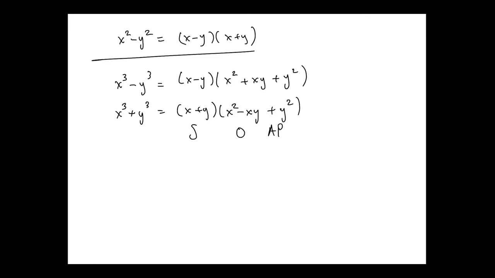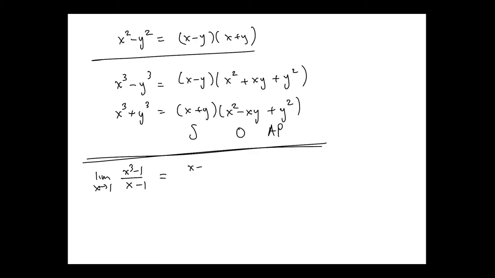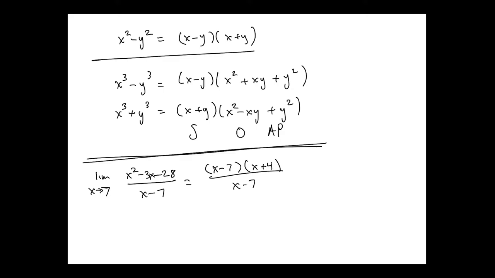All right, so what did we get? How did number 9 work out? The limit as x goes to 1 of (x cubed minus 1) over (x minus 1). How does the top factor? I'm doing it backwards, sorry. It would help to go in order. This is x goes to 7 of (x squared minus 3x minus 28) over (x minus 7). What do we get there? x minus 7 times x plus 4, and then the limit out front.